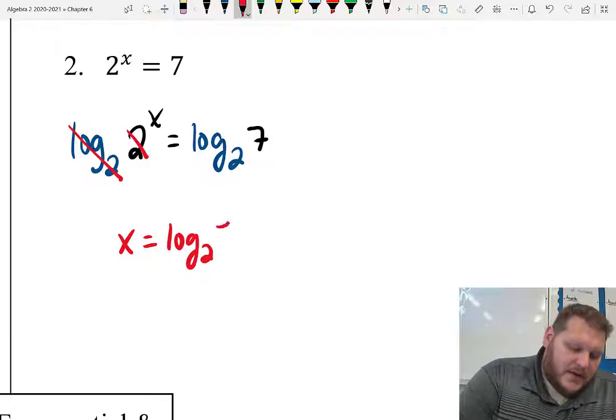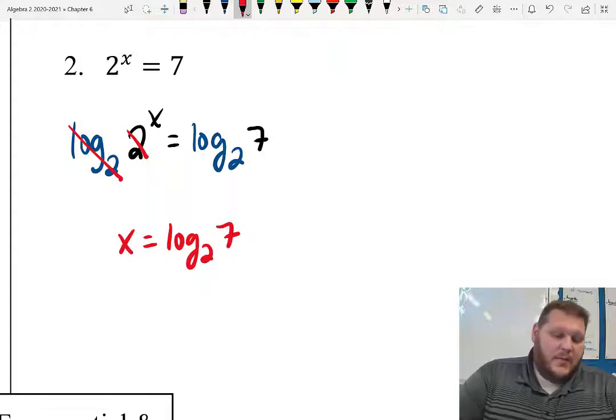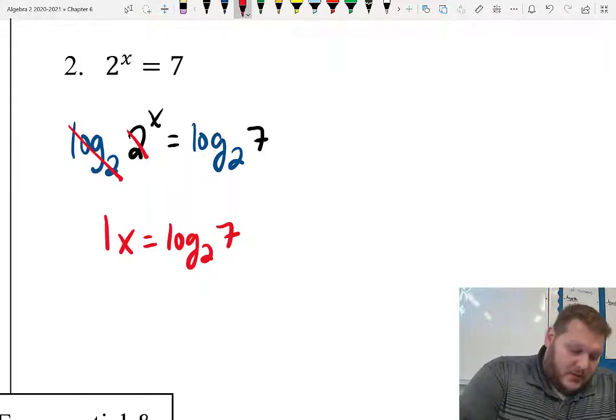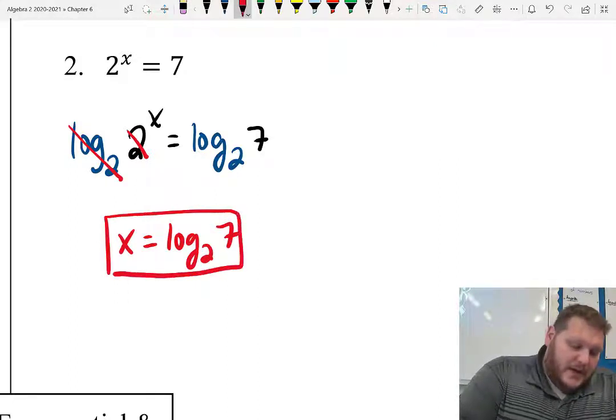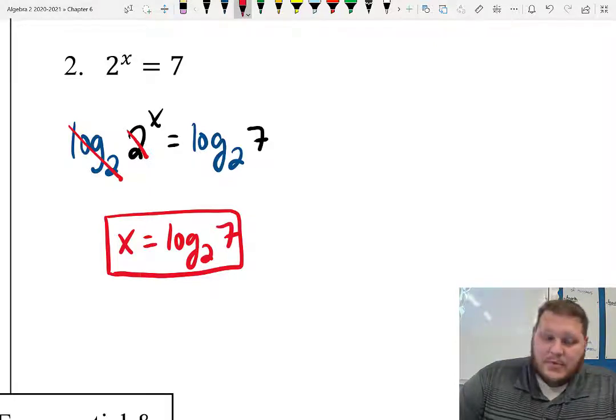But then I have to make sure I do that on the other side as well. So depending on how the answer has to be formatted, log base 2 of 7 could be the correct answer. If the textbook, or I, specify that I want it as a decimal, we would have to make sure we evaluate log base 2 of 7.